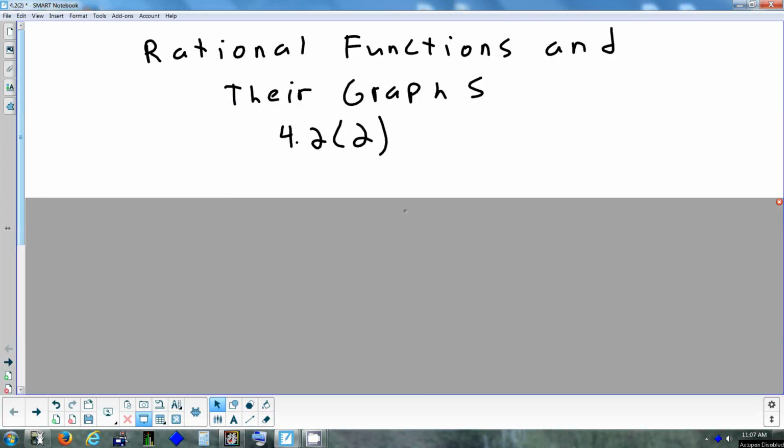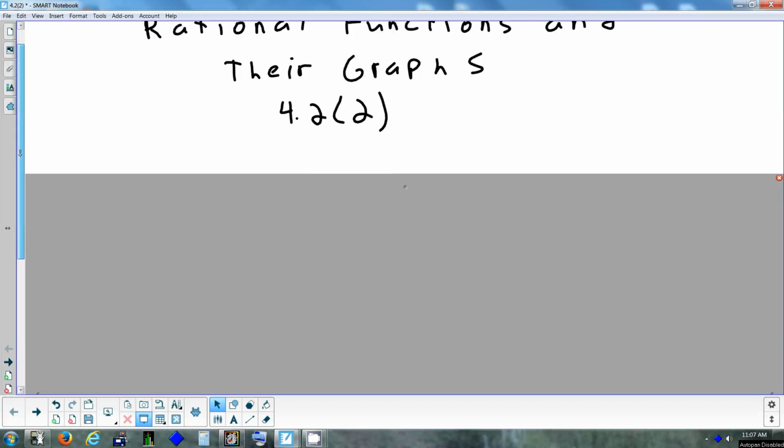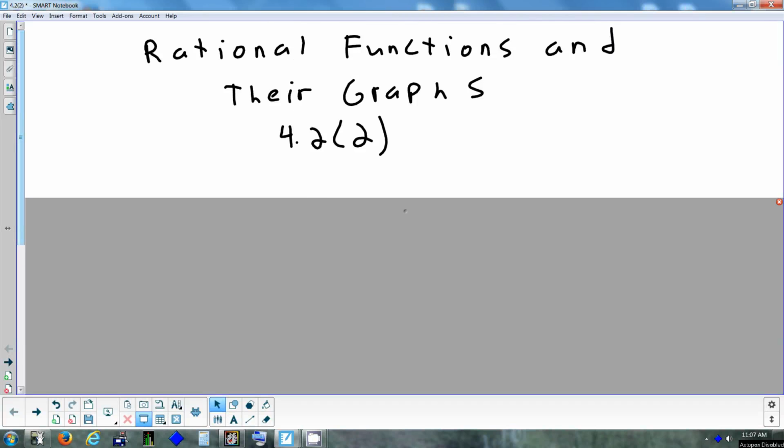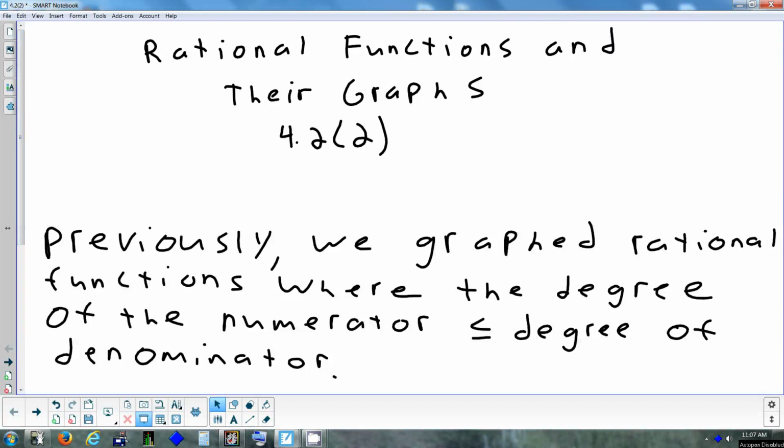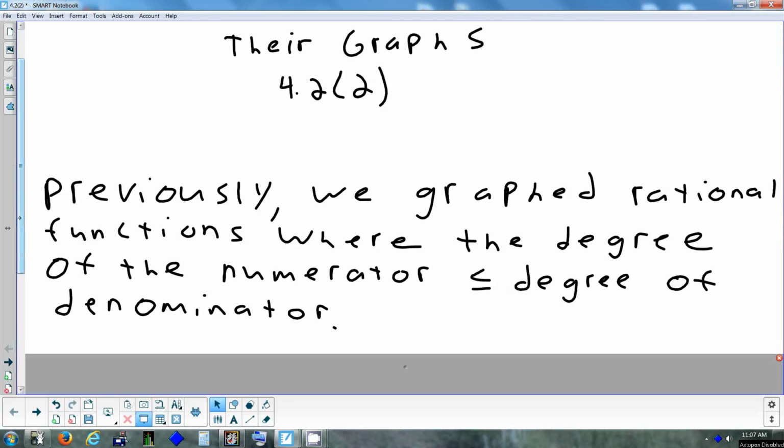All right, so today we'll finish up section 4.2, looking at some more graphs, except we're going to look at a different, kind of a different category. This is what we did yesterday. You don't really have to write that down, I'm just summarizing what we did.